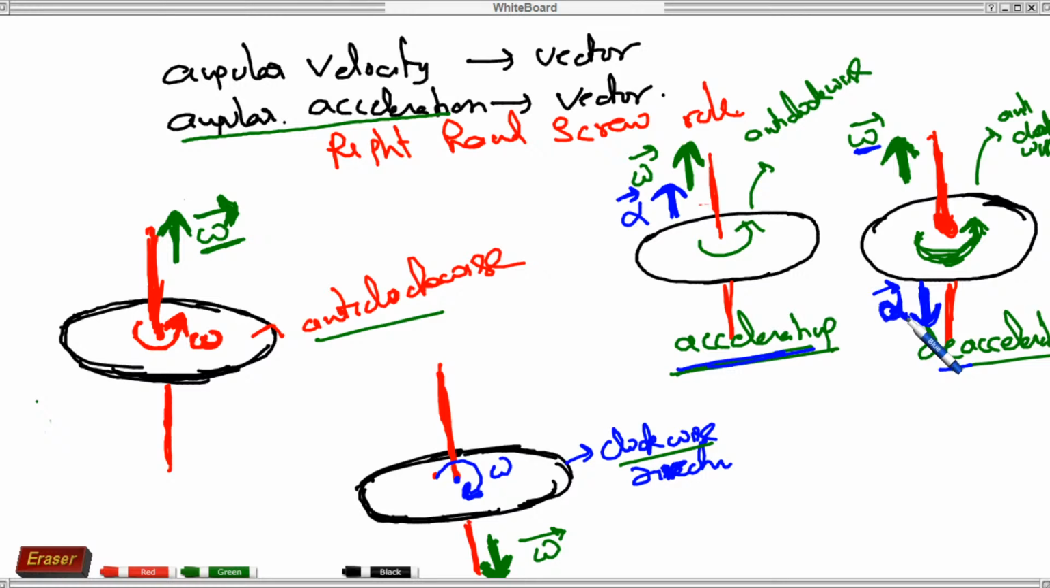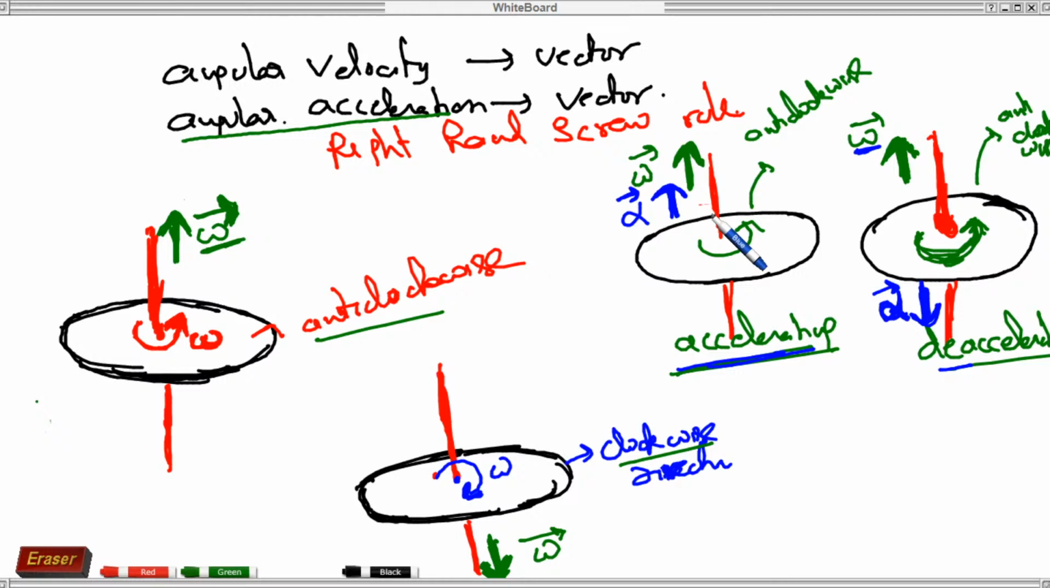It is decelerating. It's very important, because you have to remember how to find out the direction of the angular velocity vector and the angular acceleration vector. You have to keep in mind how to find it out, like acceleration and deceleration, clockwise movement and anti-clockwise movement. These matters.